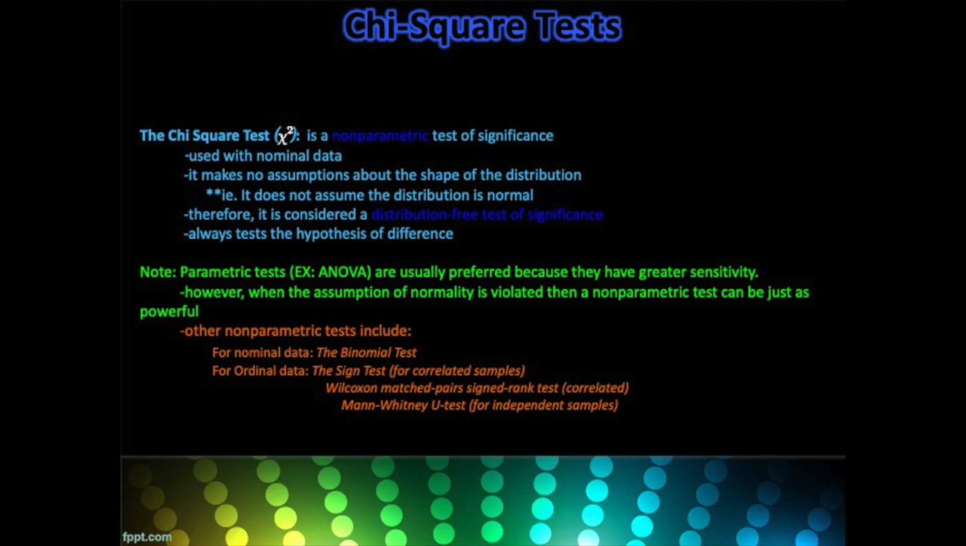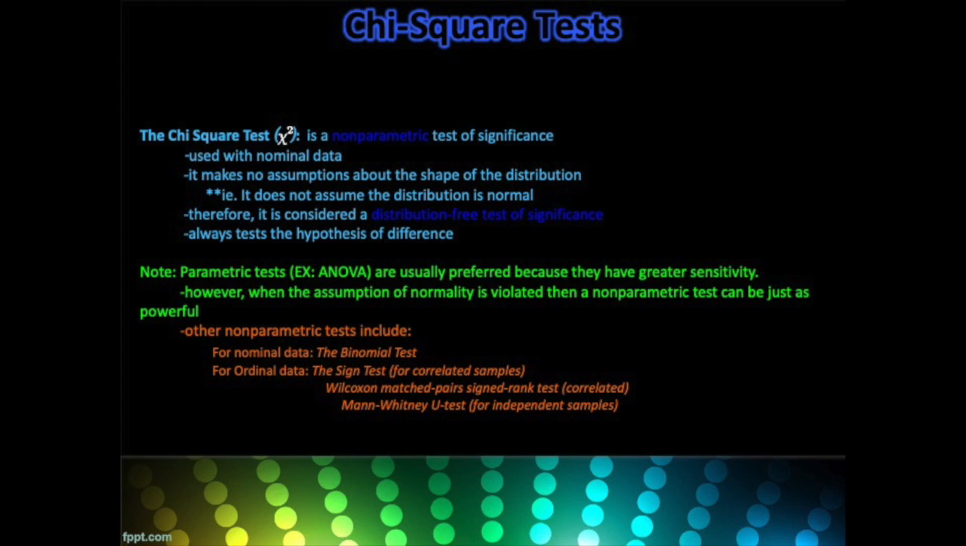So we'll talk about that in a minute, but before we get off this slide, a couple more things to say about parametric versus non-parametric tests. So parametric tests like the ANOVA are usually preferred because they have greater sensitivity. However, when the assumption of normality is violated, meaning that you're not expecting the curve to take a mesocritic shape, then a non-parametric test like the chi-square can be just as powerful. And there's other non-parametric tests listed there on the slide.